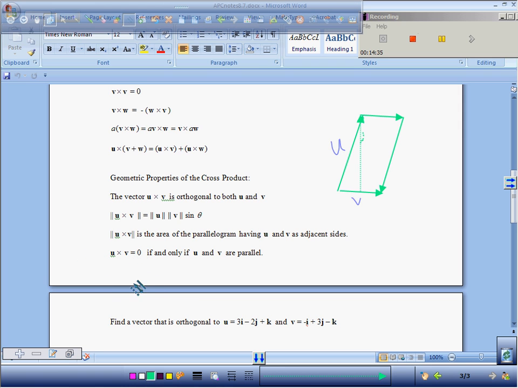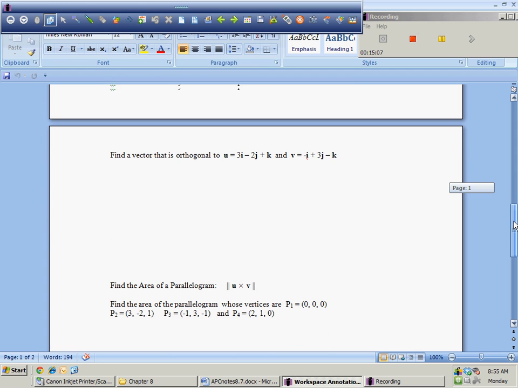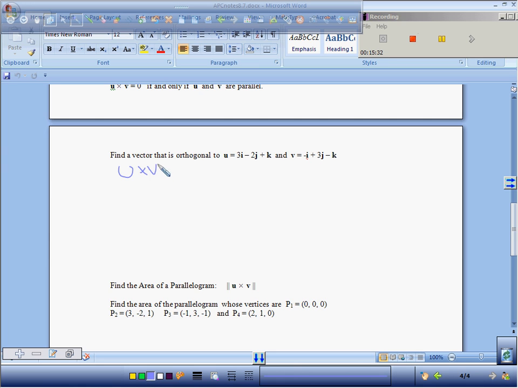And U cross V equals 0 if and only if U and V are parallel, or the same vector. All right, so moving on. Find a vector orthogonal to these two, and all you have to do is do the cross product, okay? I guess it doesn't really matter which order you go in, because both vectors would be perpendicular. One would be going the opposite direction if you did U cross V versus V cross U. But I would just go U cross V, okay?